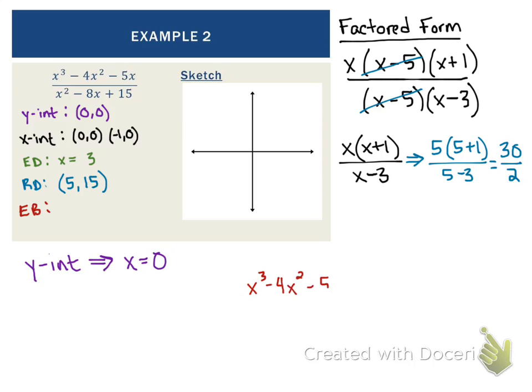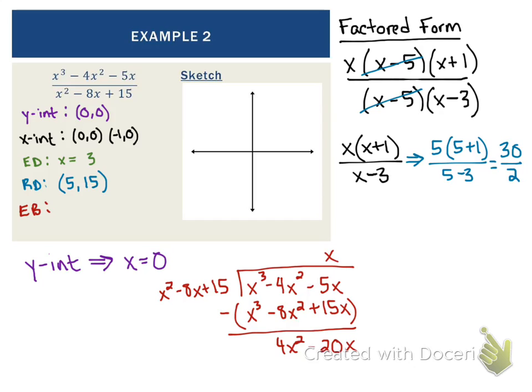Last, we'll find the end behavior by doing long division. Looks like we get the linear function y equals x plus 4. Now that we have all of our information, we're ready to graph. We'll graph the intercepts first as points and label them with their ordered pairs. The essential discontinuity will be labeled as a vertical asymptote, a dotted line at x equals 3. Our removable discontinuity will be graphed as an open dot at the point (5, 15).